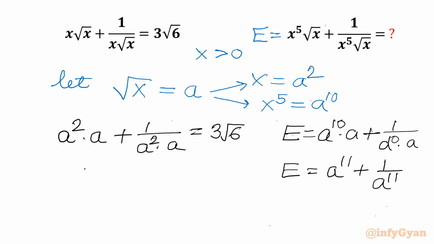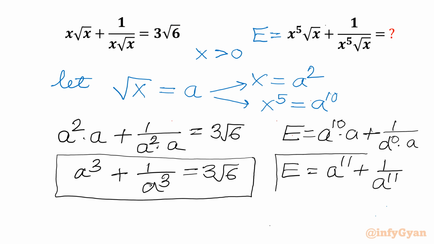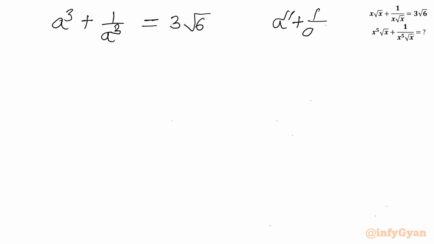And the given equation is a cube plus 1 over a cube equal to 3 square root 6. So it is radical free in terms of our variable. How will we calculate? Let me begin with one algebraic identity. So I will write here a cube plus 1 over a cube, it is 3 root 6. The target expression is a power 11 plus 1 over a power 11.